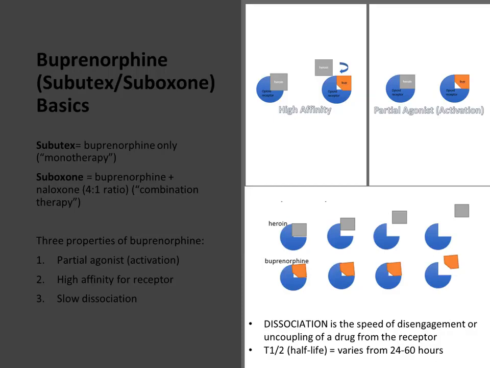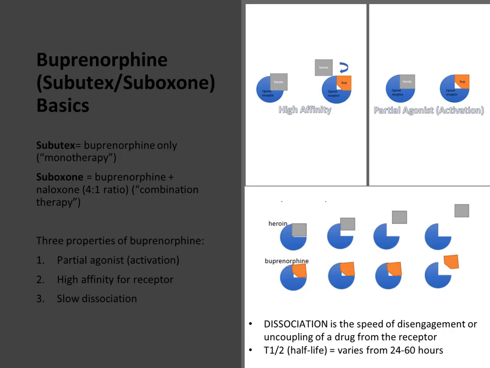receptors. So buprenorphine, you've probably heard of, oftentimes referred to as Subutex or Suboxone. Subutex is the monotherapy form, so buprenorphine only, whereas Suboxone has both buprenorphine and naloxone in it in a 4-to-1 ratio. It's often referred to as combination therapy, and that is available both in film and tablet form.